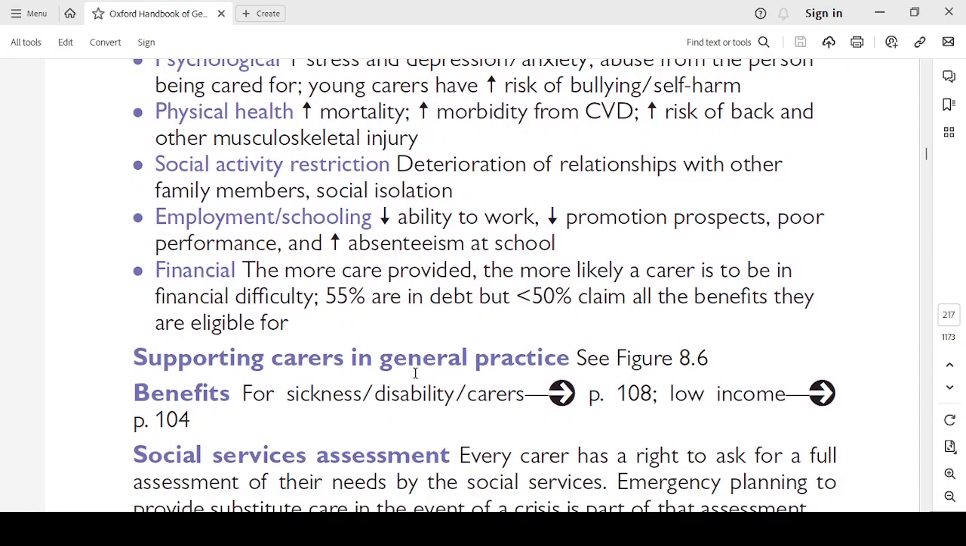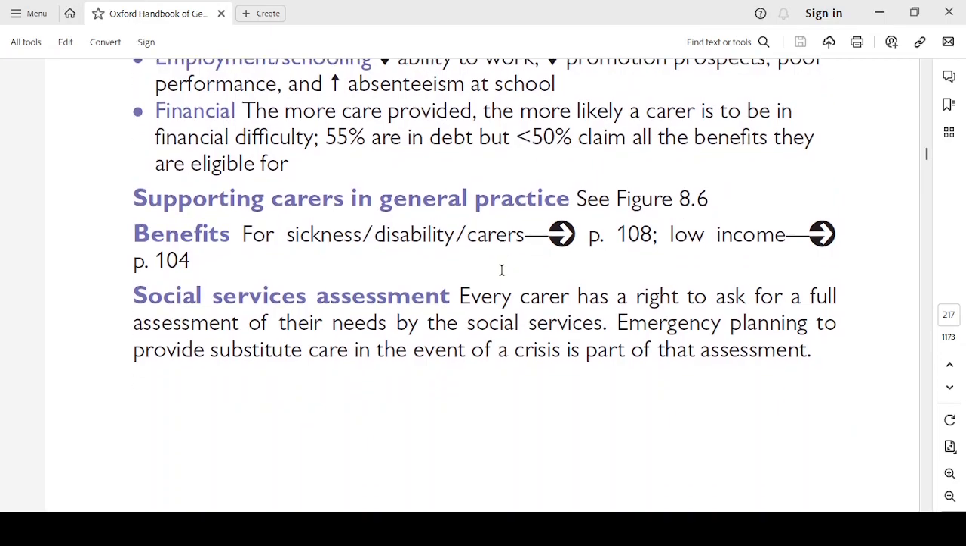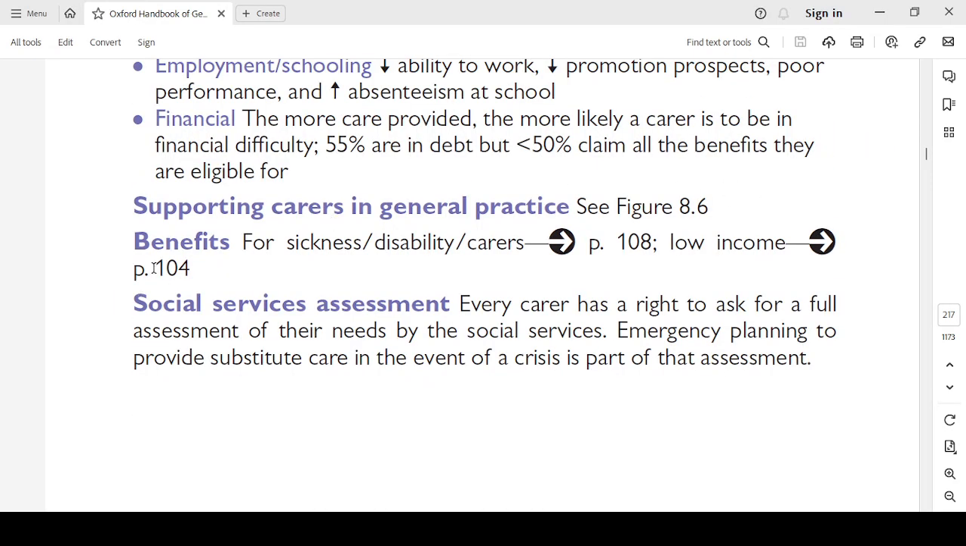Financial: the more care provided, the more likely the carer is to be in financial difficulty. 55% are in debt, but less than 50% claim all the benefits they are eligible for. Supporting carers in general practice. Benefits for sickness, disability, carer's allowance, and low income. Social services assessment: every carer has a right to ask for a full assessment of their needs by social services. Emergency planning to provide substitute care in the event of a crisis is a part of that assessment.